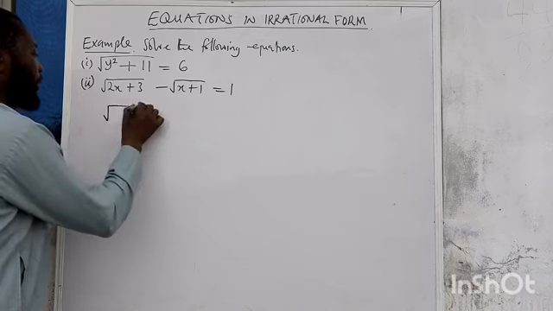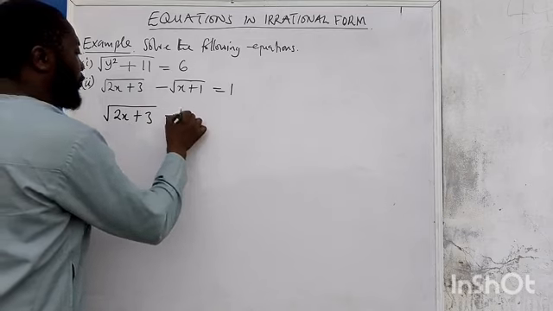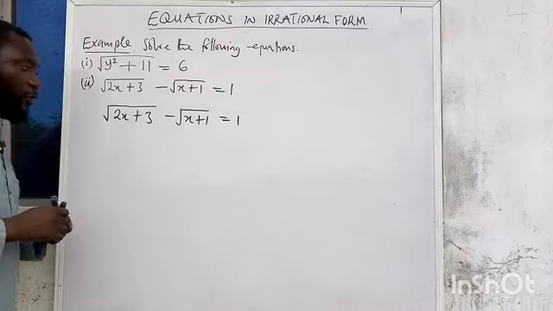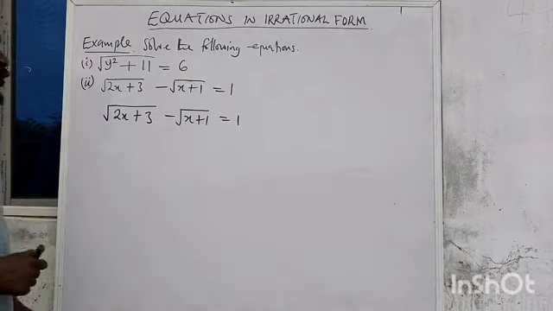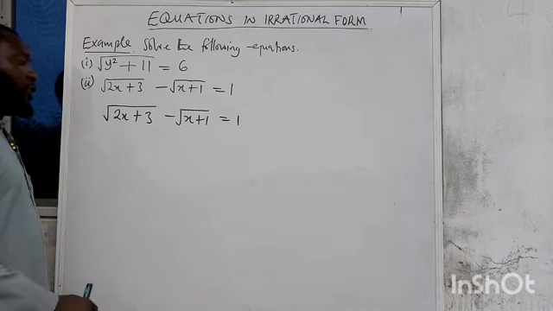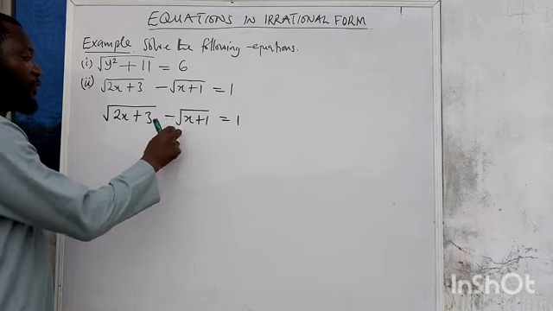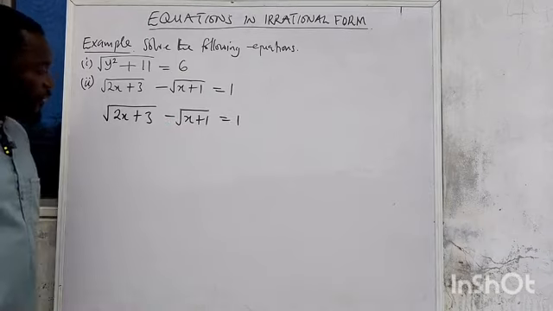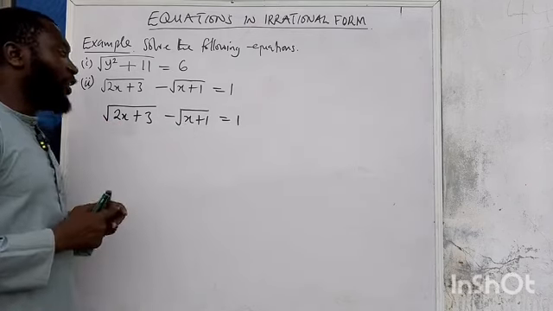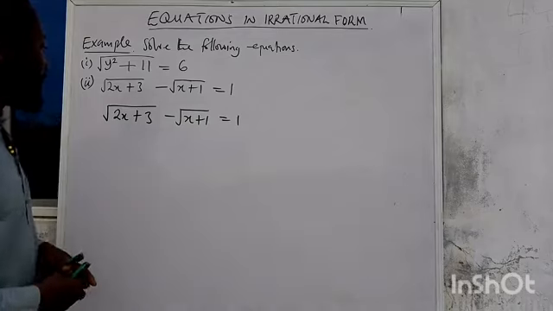We have the square root of 2x plus 3 minus the square root of x plus 1 equals 1. Here we are expected to solve for x, and to solve for x means you look for means to get the value of x. And how do we get the value of x? We try to link the x here with x here, and this will not be possible without removing the square root. So how do we do this now?